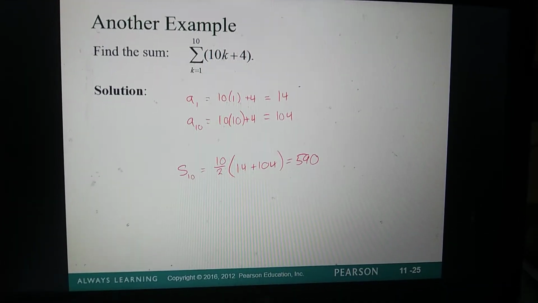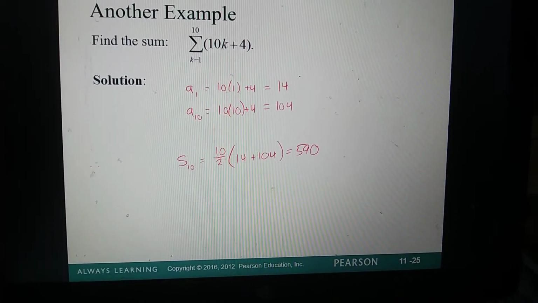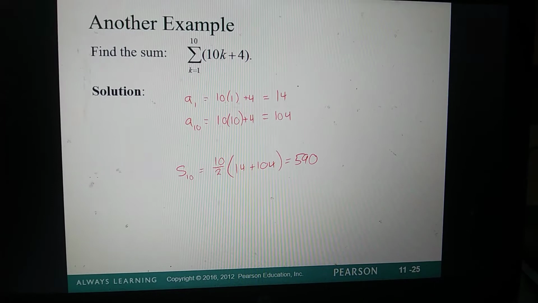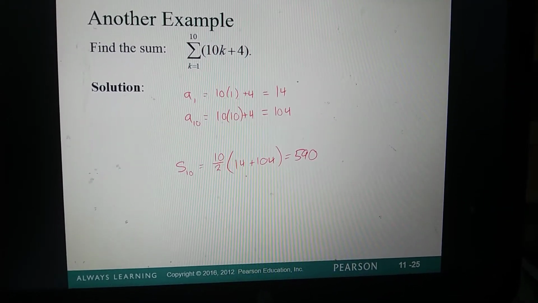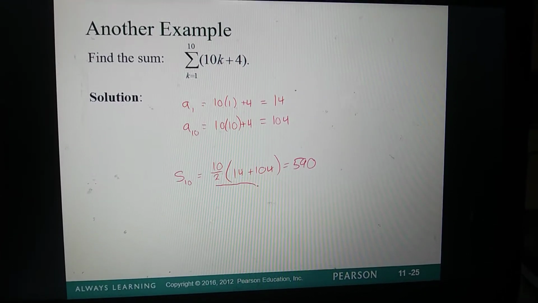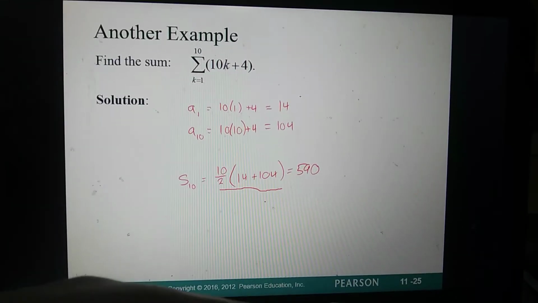This one's a little easier because it's already in its formula, so we're just looking for the first and the 10th. So it's the partial sum from 1 to 10. So find the first term, 10th term just by plugging 10 in, and out comes this formula. So we plug in the first and the 10th, and we get 590.